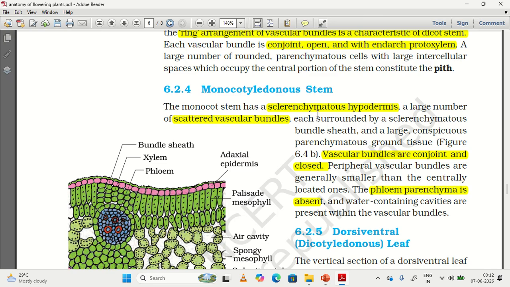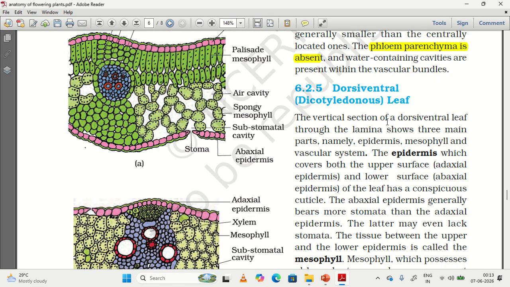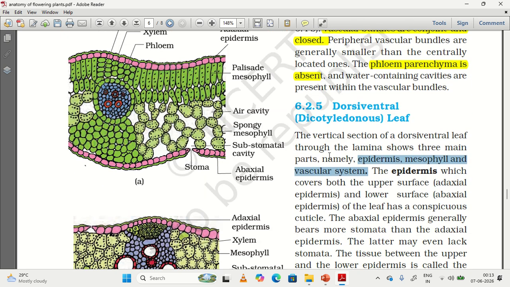dicot stem. So we have the dicot leaf, which is also known as the dorsiventral leaf, because we can differentiate the dorsal surface and the ventral surface in dicots. Okay, the vertical section of a dorsiventral leaf through the lamina shows three main parts, namely the epidermis, mesophyll, and the vascular system.